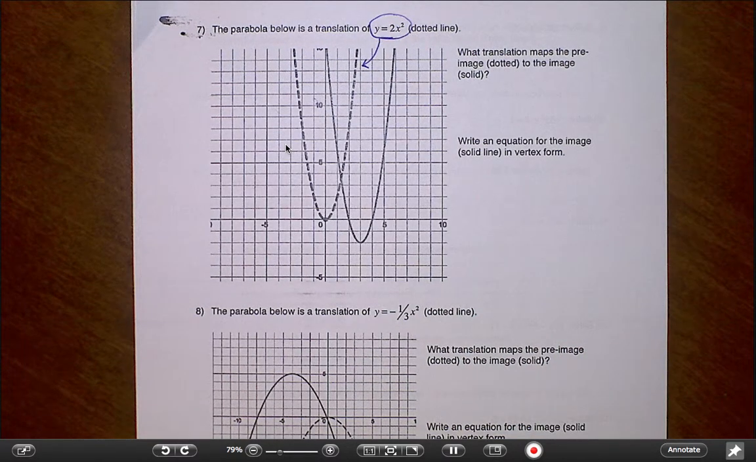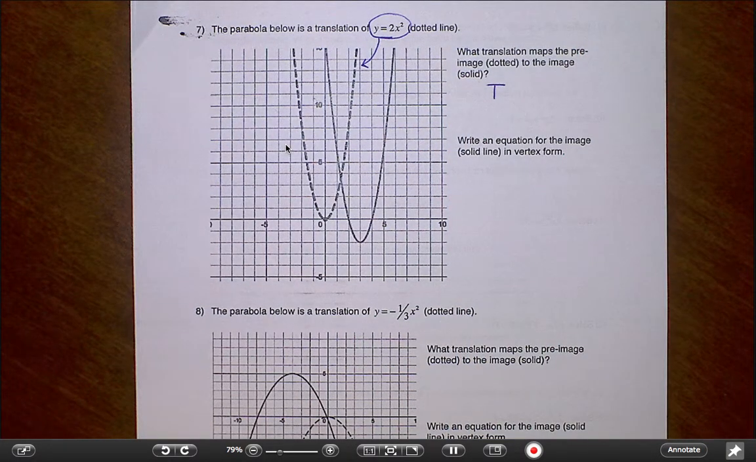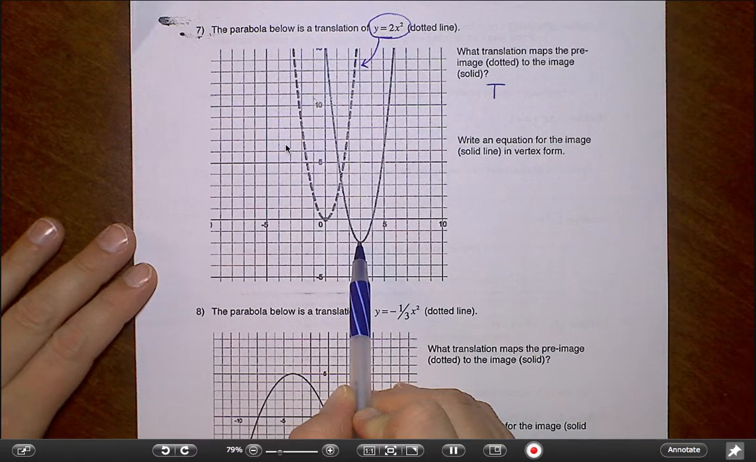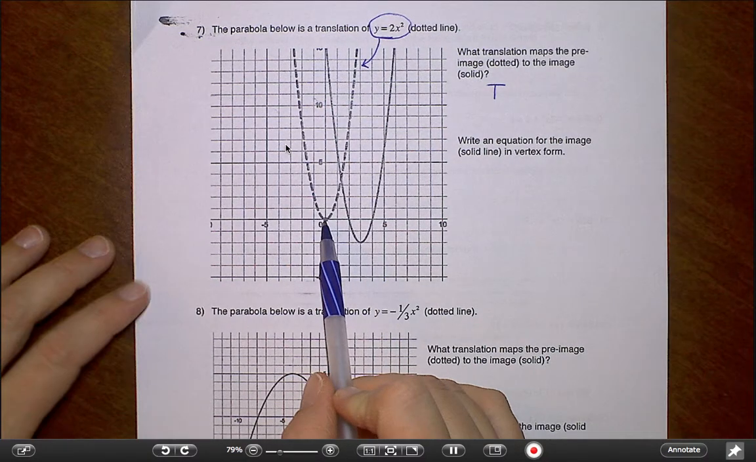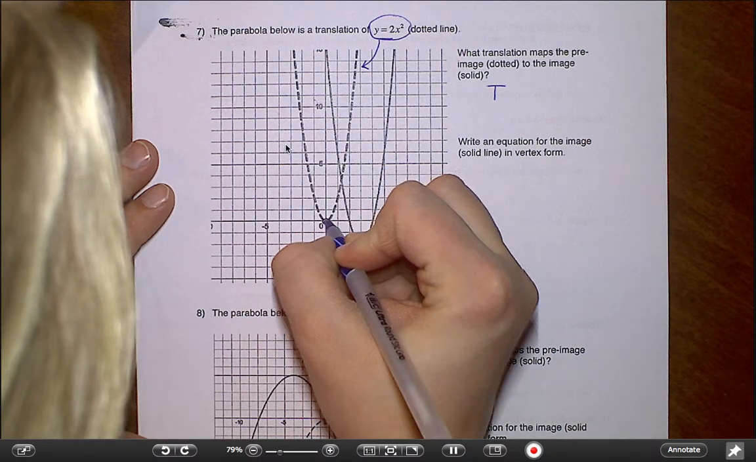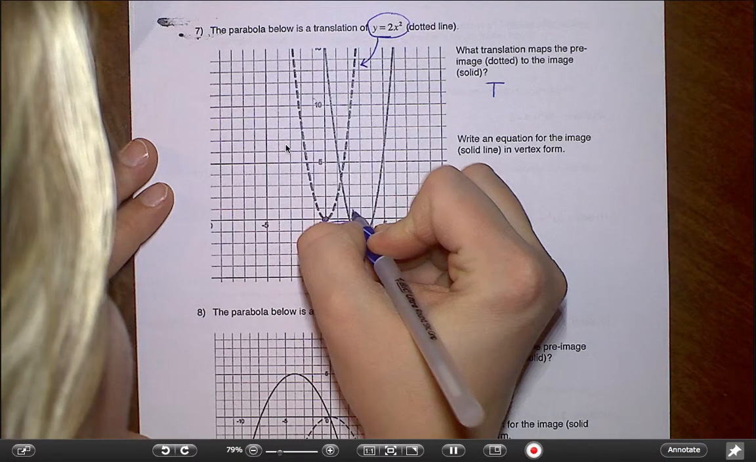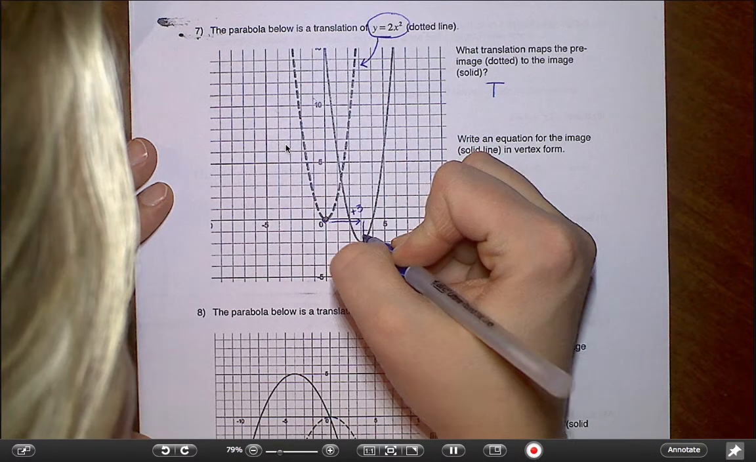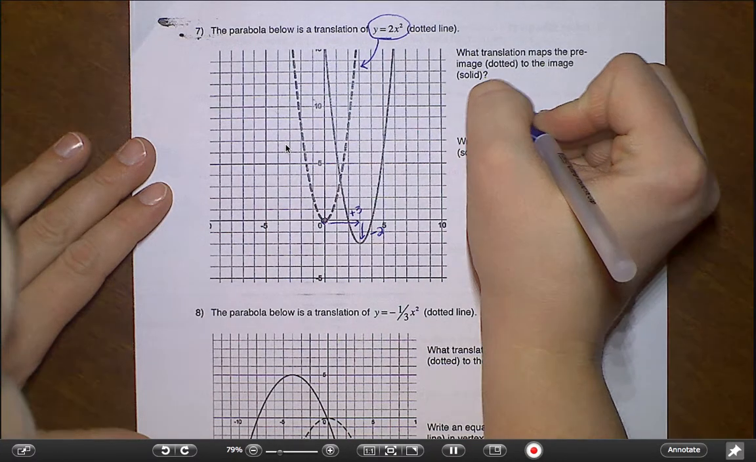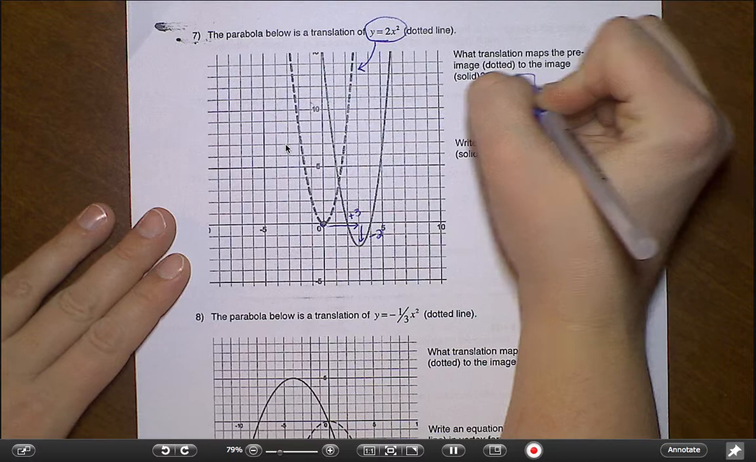So remember, when we write a translation, it's really simple. It's just T, and then we write it almost like a coordinate. Now that coordinate is really saying how far did you move left and right and how far did you move up and down. But since we're starting from 0, 0, that's really the same thing as just giving the coordinates of where we end up. So on this one, if I look at this vertex moved, it looks like 3 to the right, so that'd be a positive 3, and then down 2, which would be a negative 2. So my translation would be T(3, -2). So that's what I want as an answer for the translation.